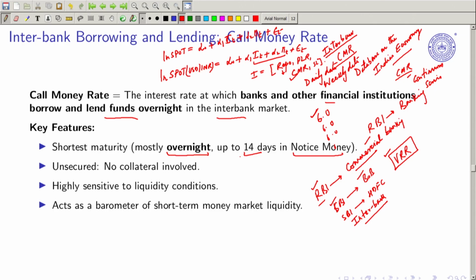So if you are a lender, then you will be thinking about your payoff. Unsecured, it is highly sensitive to liquidity conditions, which means that if every bank is having excess liquidity, then the rate is going to come down. If banks are having less liquidity, then this rate is going to go up, because every bank will be looking for money, right. Most importantly, it acts as a short term money market liquidity barometer. It is one of the important indicators, as I told, that it is having the continuous data on the RBI website, and that's why it is very much useful to use such data.